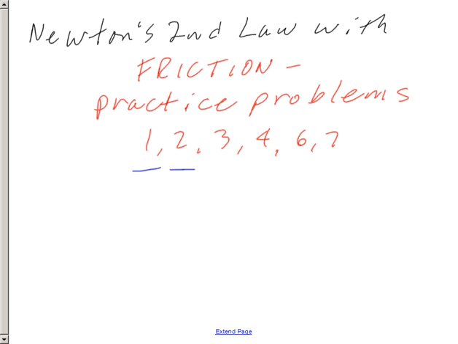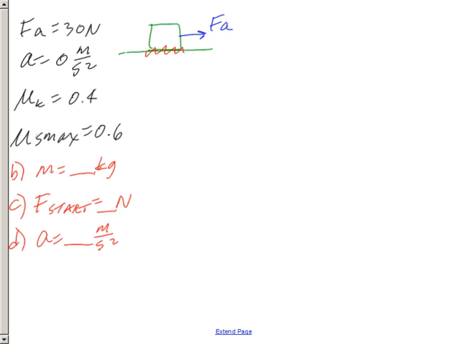On this first of 3 videos, we're going to take a look at problems 1 and 2 from the friction practice sheet that I gave you guys about a week ago. I'm not going to repeat the problems because you have them on your sheet, but in the first problem, we were pulling a block with an applied force of 30 newtons, and we were asked to find the mass, the applied force that you would have to pull with to break it loose, and after you got it broken loose, the acceleration that the object had.